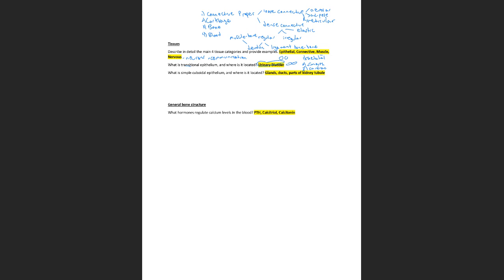He specifically asked for a simple cuboidal epithelium. These are located in the glands, so sweat glands, oil glands, ducts, so sweat ducts, oil ducts, and parts of the kidney tubules. Okay.